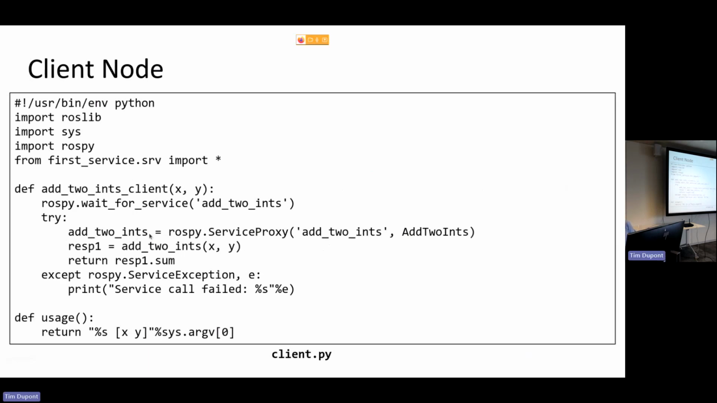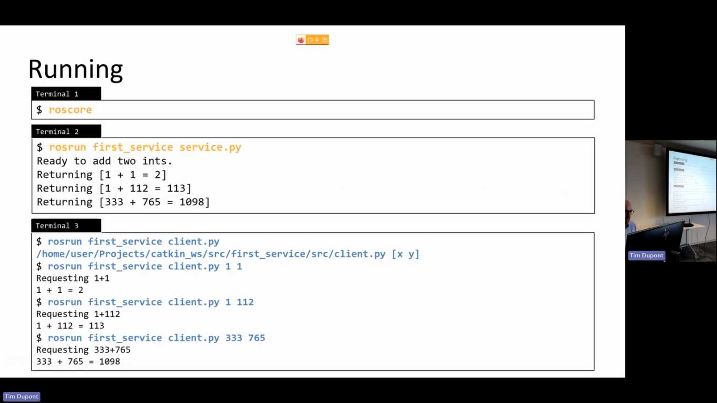So if you want to use a service, you have to use a service proxy. That's just a way to call a service. You have to supply the name of the service, how the service operates, so the SRV file, and then just call it like a function, and you get the result. It's like proxies in C++ and in other languages. It's the same concept, just in ROS.